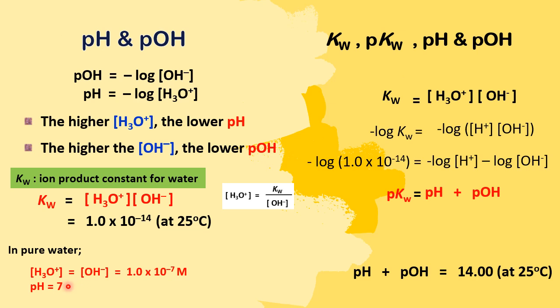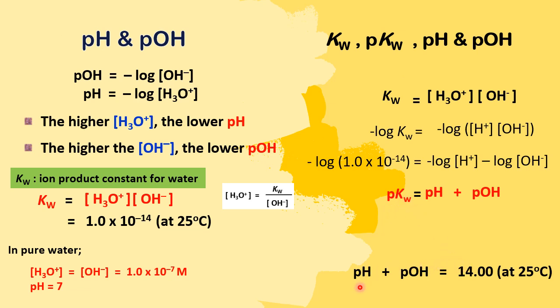Since we know this relationship Kw equals hydronium ion concentration times hydroxide ion concentration, if we insert negative log for all these measurements, we get negative log of 1 times 10 to the power of negative 14, which is equal to 14. And then negative log is p. So pH plus pOH equals pKw, with the value of 14.